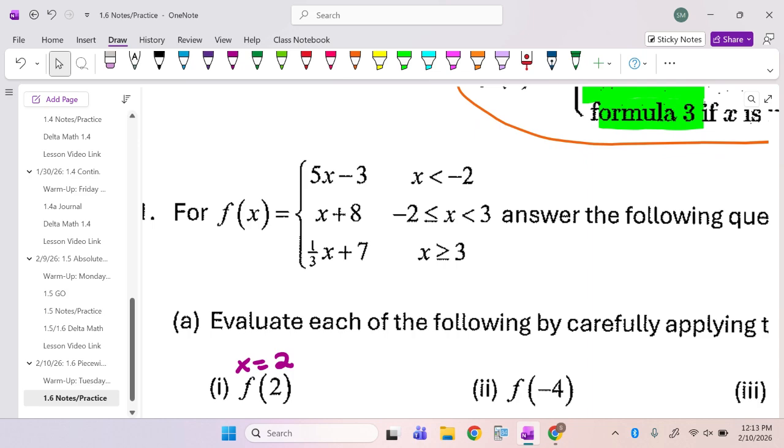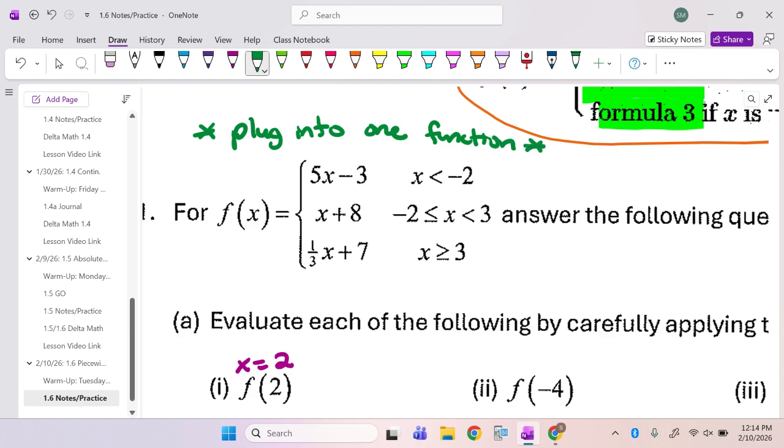Okay? So why am I telling you this? Why am I going around my butt to get to my elbow? Because I'm actually showing you the biggest mistake that I see with evaluating piecewise is I see students plug it into every single function in the piecewise. You only have to plug it into one. All right? So when you evaluate piecewise, you only plug into one function. Not all three, not all four, however many there are. You only plug it into one.